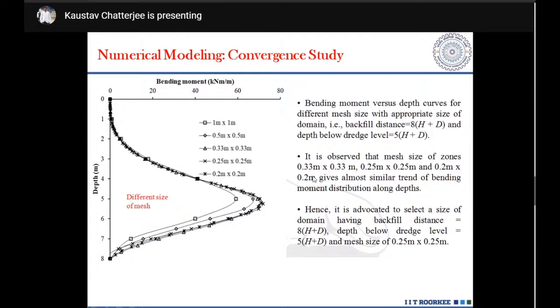Why? Because we have seen that these three, 0.33, 0.25 and 0.2, almost give the same values of bending moment. So we have taken the center one, that is 0.25 meter by 0.25 meter. I hope it is clear.